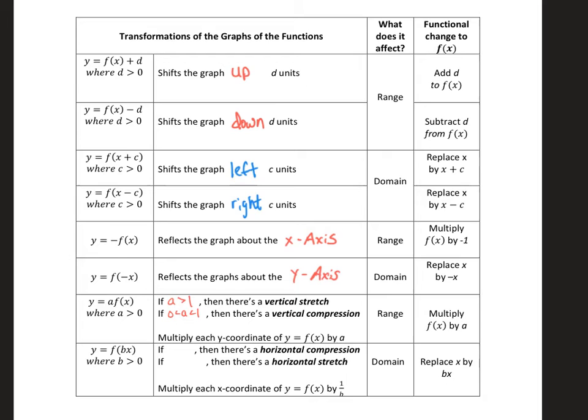Now let's consider the changes to the inside of a function. When we multiply a function's input by a positive constant b, we get a function whose graph is stretched or compressed horizontally in relation to the graph of the original function. If the constant b is greater than 1, then there's a horizontal compression of the function. If the constant b is greater than 0 and less than 1, then there's a horizontal stretch.